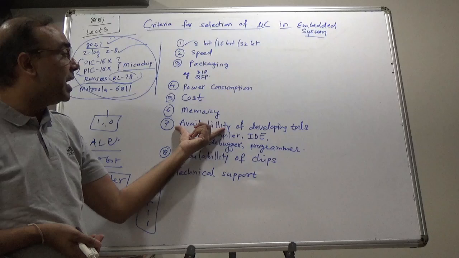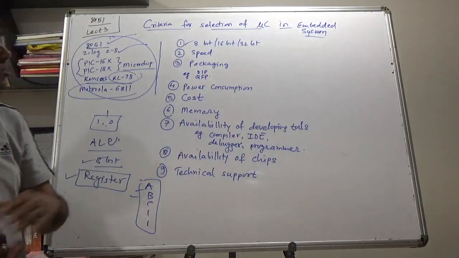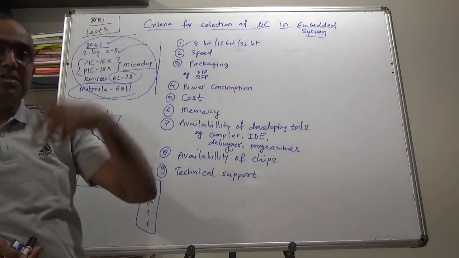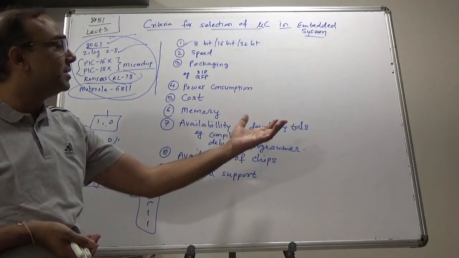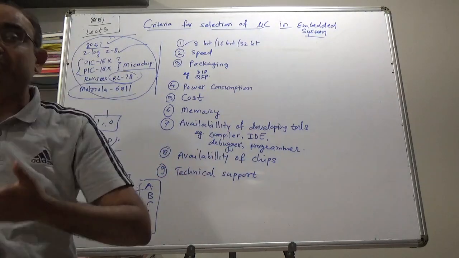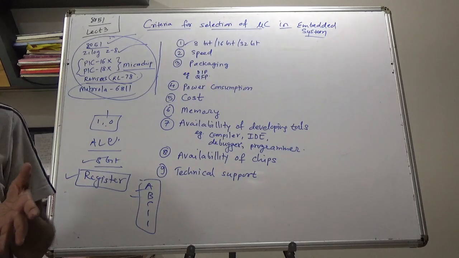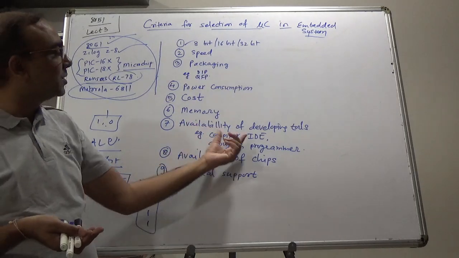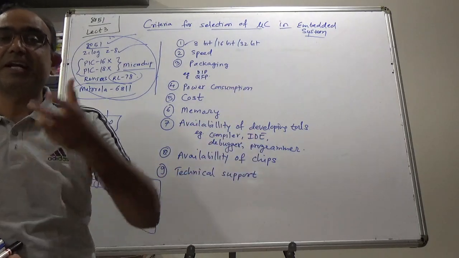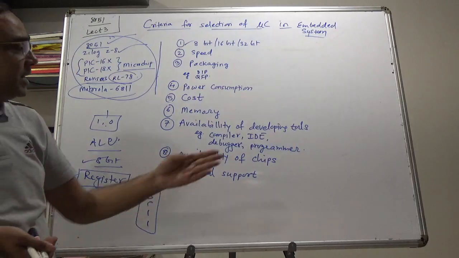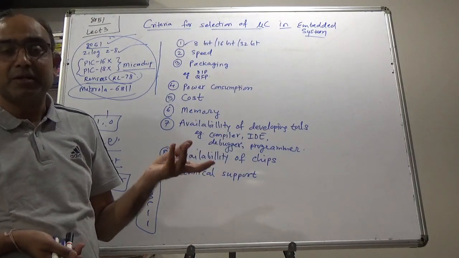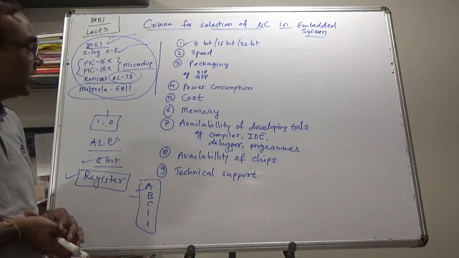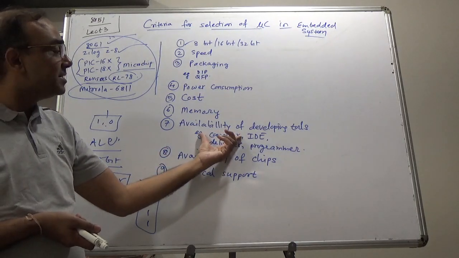Now availability of development tools. You go in the market and you take one chip and that is finished. It's not like that. You need some development tools. Even for programming a microcontroller, you need a computer actually. On the computer you can install some kind of integrated development environment, and that will have an editor, compiler and all this software. So whether the compiler is available or not.